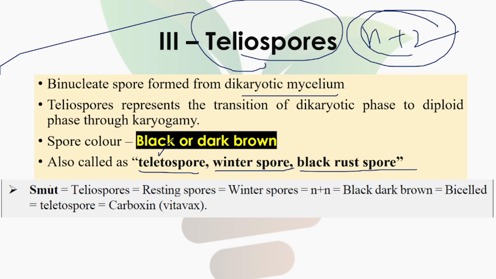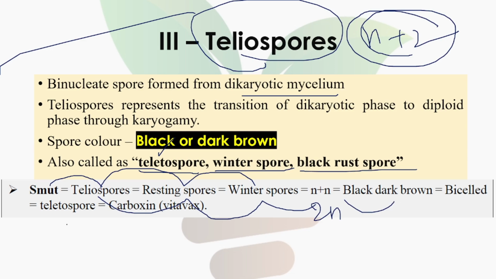Smut generally produces teliospores. Of course, rust also produces them, that is different. Teliospores are generally known as resting spores. We can also call them winter spores. It is exactly opposite to the uredospore. Uredospore is commonly called a repeating spore, here teliospores are resting spores. Uredospore is commonly called summer spore, but teliospore is called winter spore. Uredospore here is N+N only. With this teliospore we can also have the 2N condition, that is diploid. There they are golden brown, here black or dark brown in color.